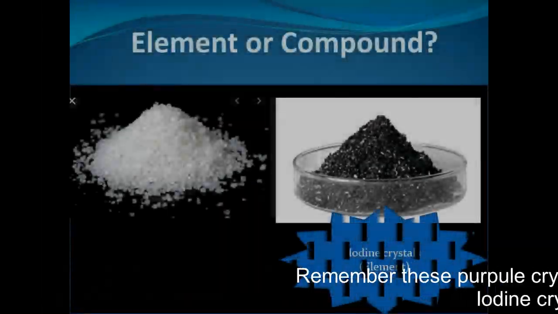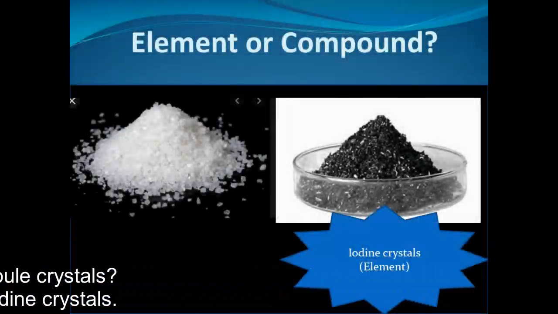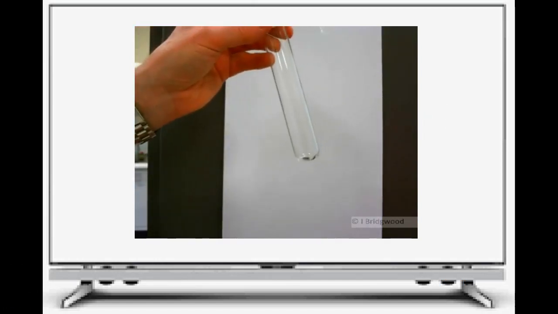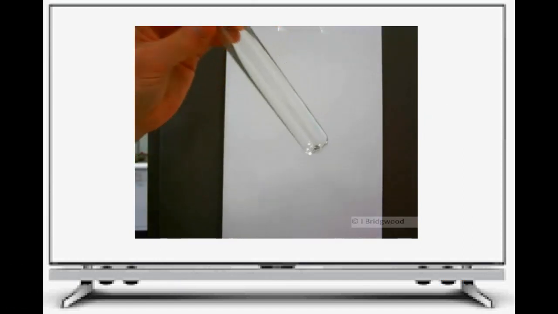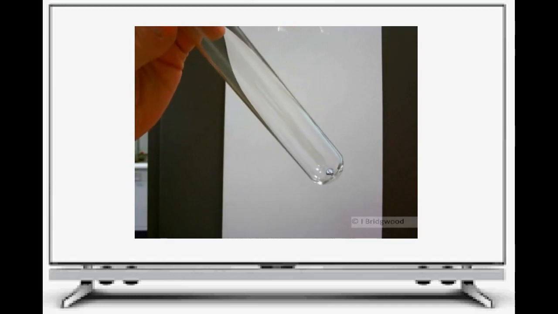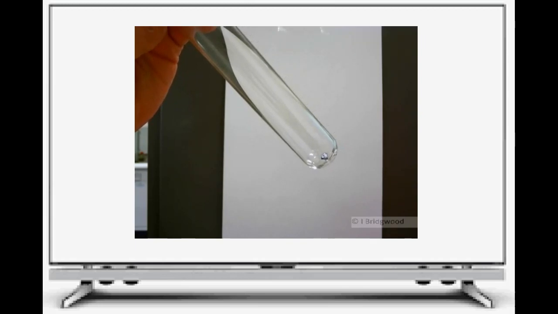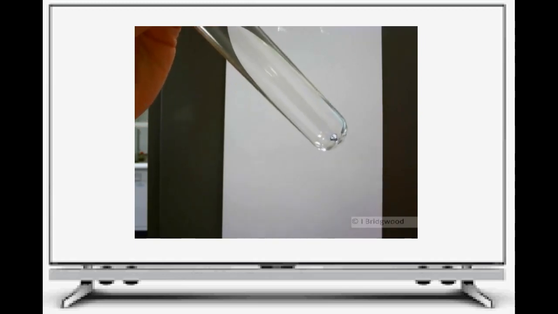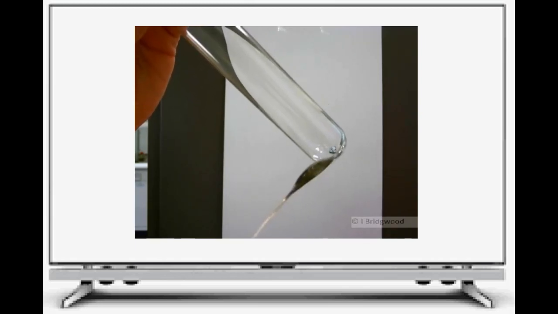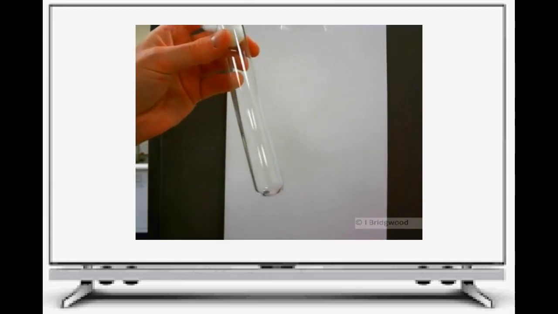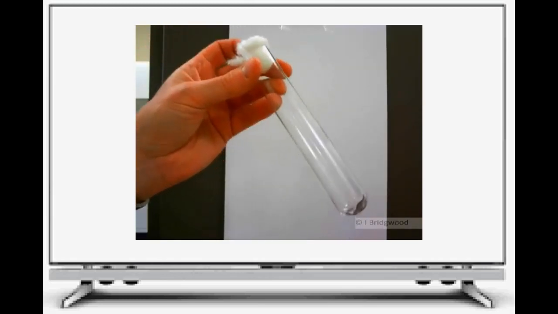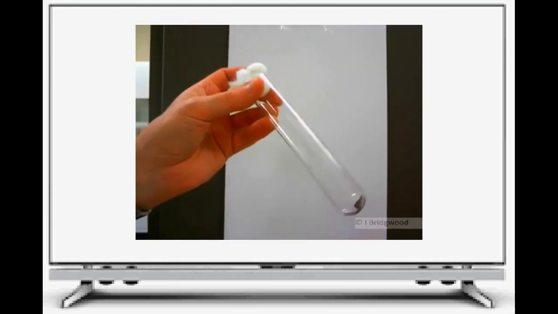And remember these crystals that I showed you, especially the purple ones? Righty. Here I have a boiling tube. It contains a small crystal of iodine. There you might be able to just see the iodine catching the light. So it's a crystalline solid. I'm going to heat it gently. Now here we are, just heat it up a little bit.